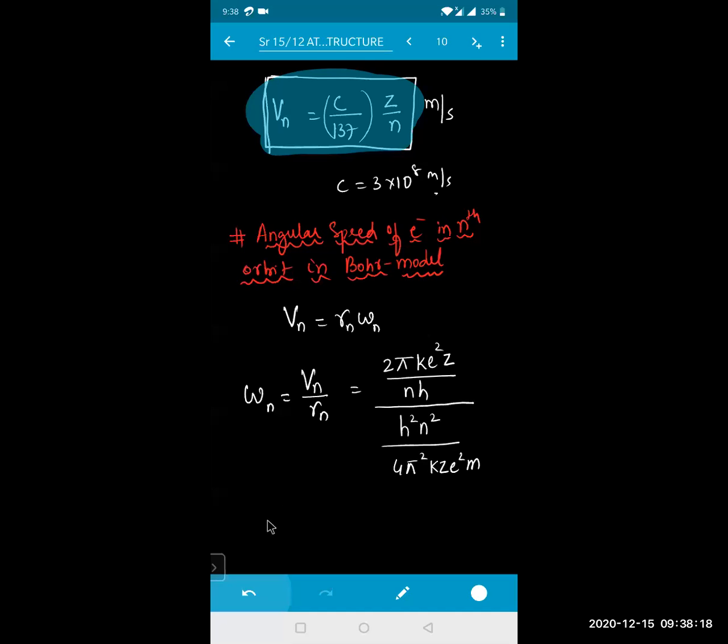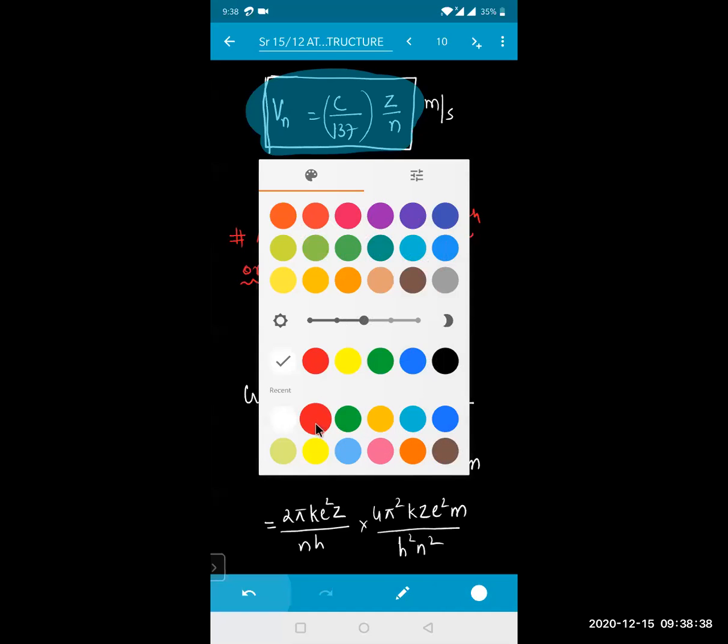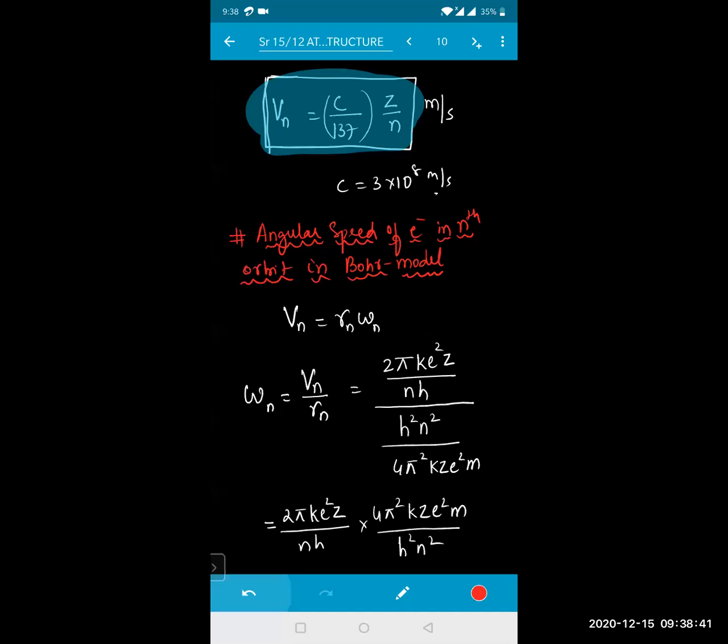Okay, so if we simplify this a little, this is 2 pi k e square z divided by n into h, and this value will go up here. So this is 4 pi square k z e square m divided by h square into n square. Is anything getting cancelled in this one? See, is anything getting cancelled? Nothing is there to cancel. There is no n, h is not on top, n square is also not there. So nothing is getting cancelled in this one.